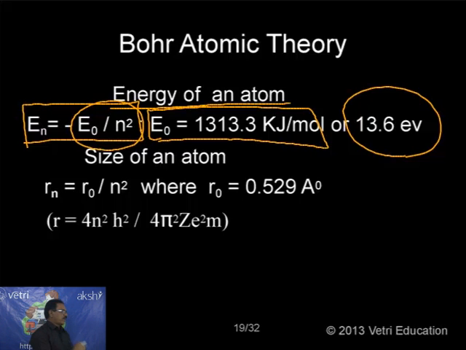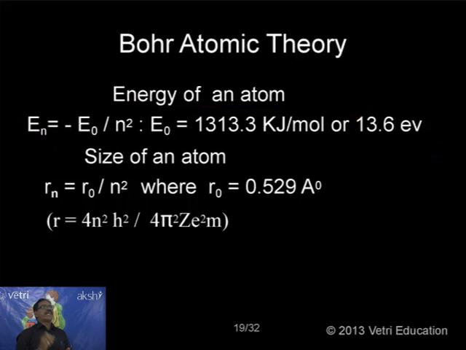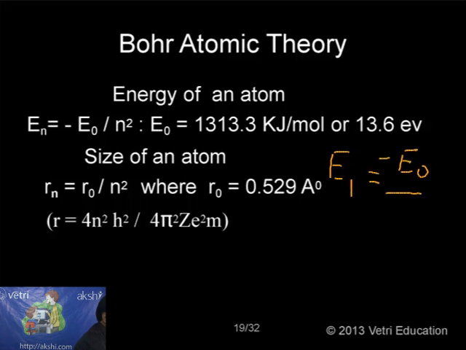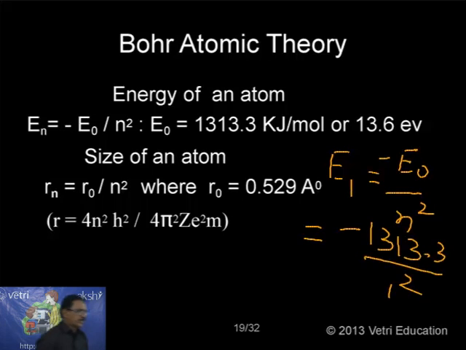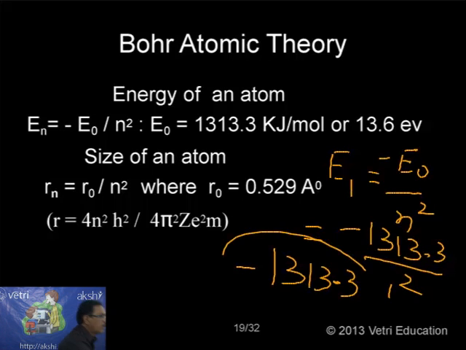Now, the interesting information I want to give here is this. Suppose I want to calculate the energy when the electron is present in the first level. So I can calculate now. E1, n equal to 1, equals minus E0 by n square, that is minus 1313.3 divided by 1 square. 1 square is nothing but 1. That means the value is 1313.3 kilojoule per mole. When the electron is present at the first level, it is minus 1313.3 kilojoule per mole, or 13.6 electron volts.